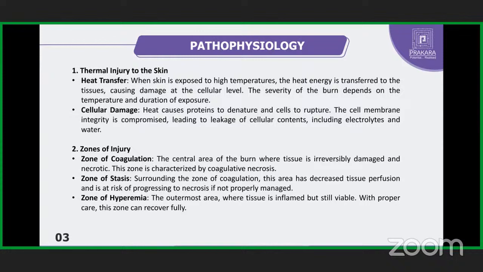Next is the zone of stasis. Surrounding the zone of coagulation, this area has decreased tissue perfusion and is at risk of progressing to necrosis if not properly managed. I've said this to you. If you resuscitate properly, you can save this zone. That is the zone of stasis. Next is the zone of hyperemia, the outermost area where tissue is inflamed but still viable. With proper care, this zone can be recovered fully. It even recovers spontaneously.